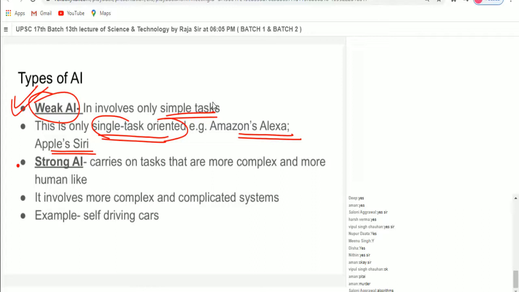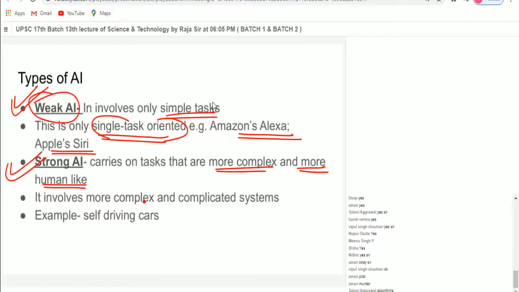And strong AI is when the tasks involved are more complex and they are human-like. In the case of strong AI, the machine may have to take its own decision. It may encounter situations that it has never encountered, or situations for which we have not prepared it, or we have not provided any algorithm for those kinds of situations, then that artificial intelligence is strong AI. Okay.